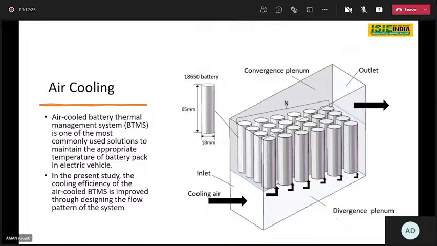Let's see what air cooling is. This is a battery pack with 18650 cylindrical cells. The air cooling battery thermal management system, BTMS, is one of the most commonly used solutions to maintain an appropriate temperature of the battery pack in electric vehicles. So this is widely used.